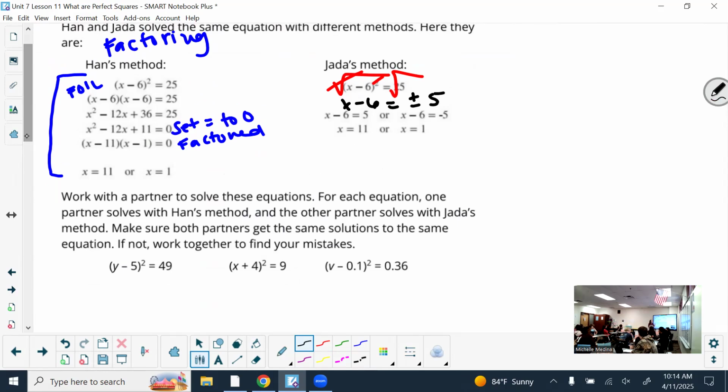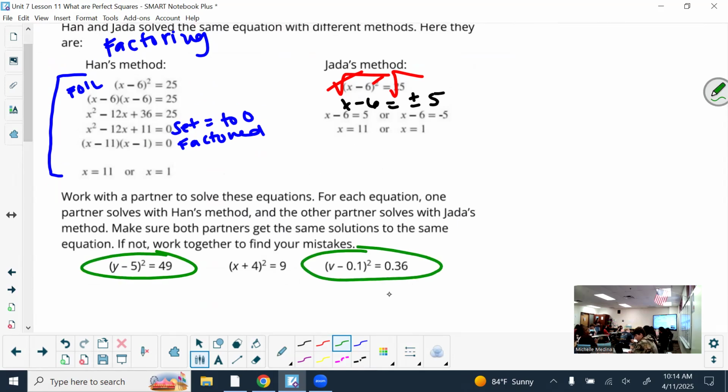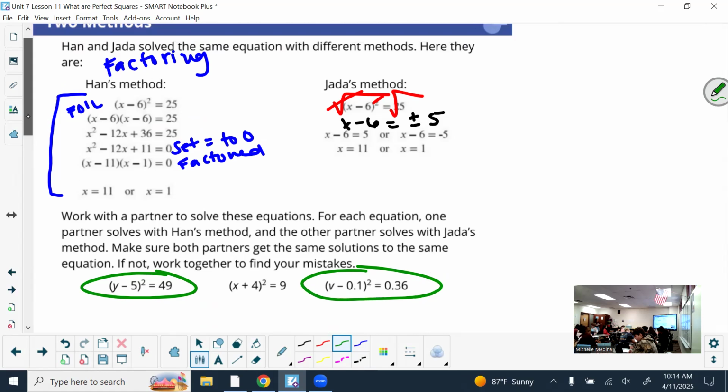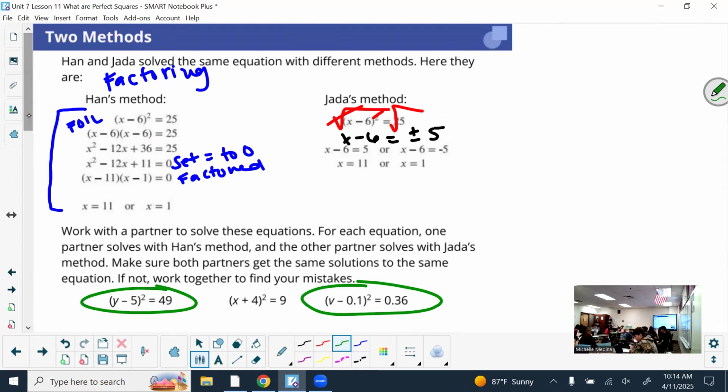Down here, practice solving using either method, up to you, but I encourage you to do Jada's because it's a lot shorter. And really we'll only have time to go over a couple of these. So let's go over this one and that one. So do these first, and then if you have time, do that one, but practice solving using whatever method you want other than graph.